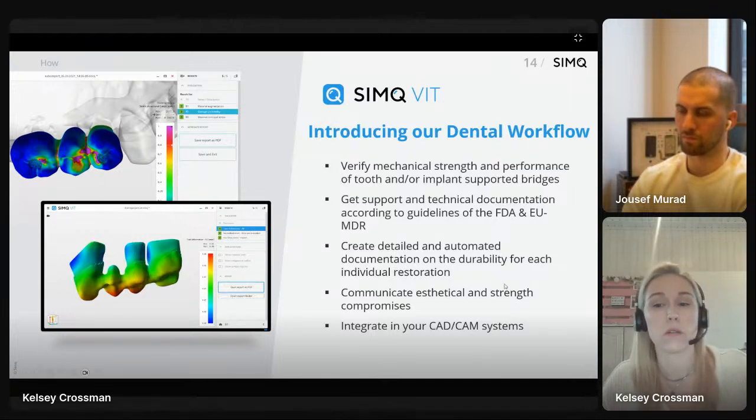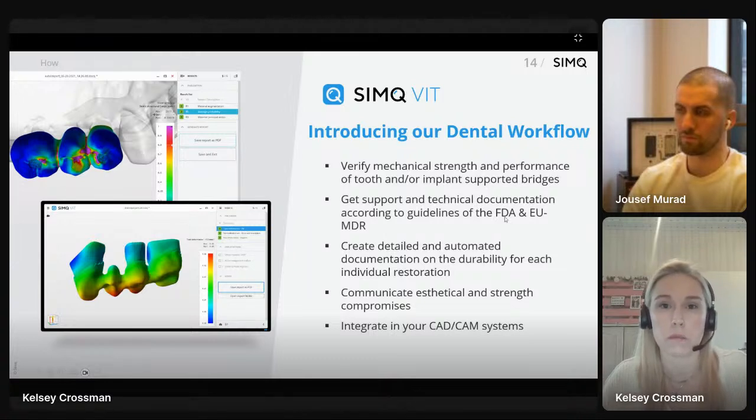Like I said, we follow also MDR. A lot of times FDA is mentioned because they're putting out the guidelines, but we also adhere to the MDR requirements as well.